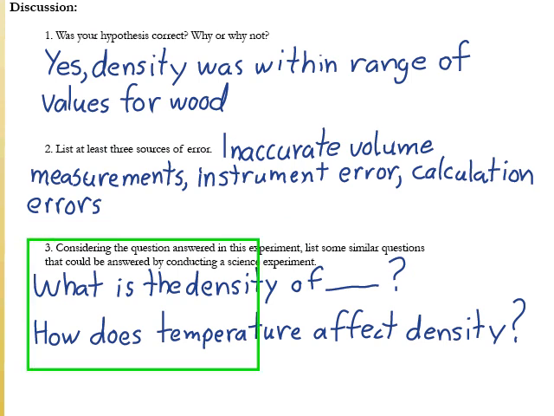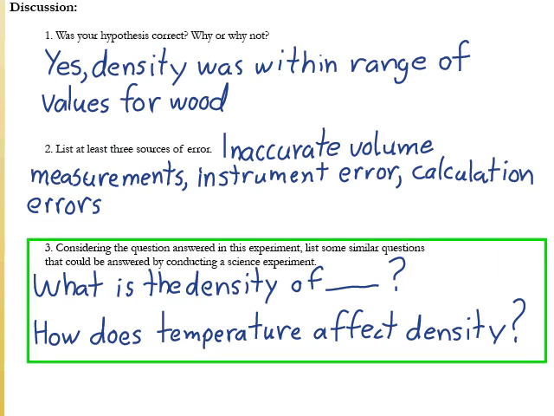And then part 3, some similar questions that could be answered by conducting a science experiment. What is the density of, fill in the blank, lead, iron, etc.? And then how does temperature affect density? Does that affect the density of a solid, a liquid, a gas? Does a change in temperature affect the density of any of those phases? Okay, well that's all for laboratory activity 3.